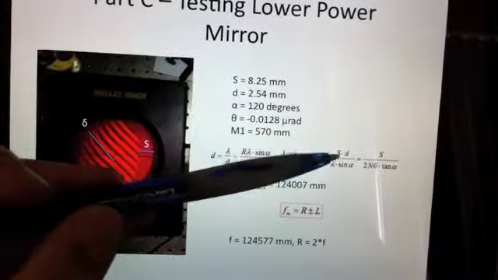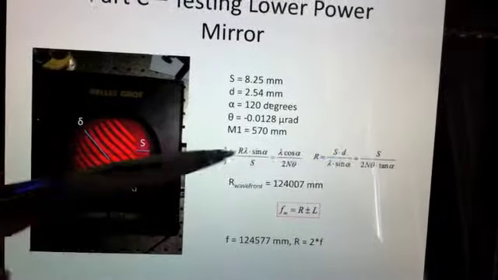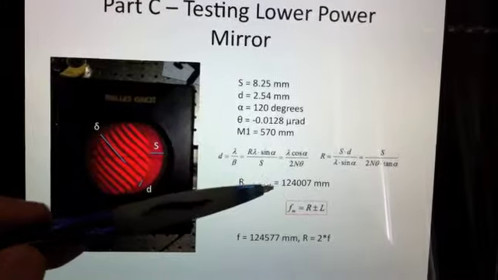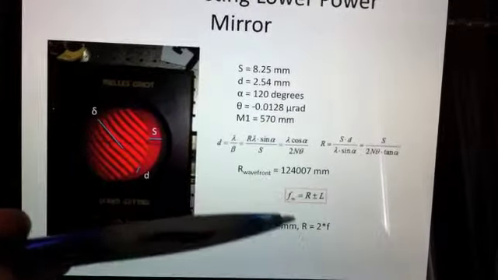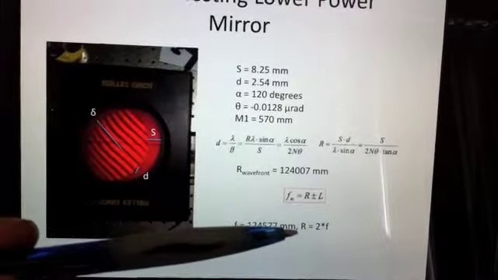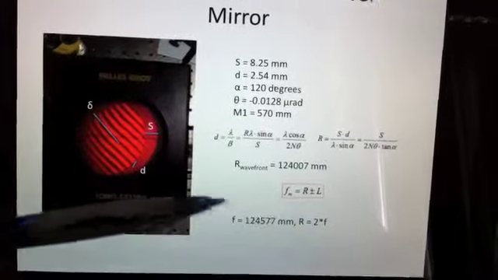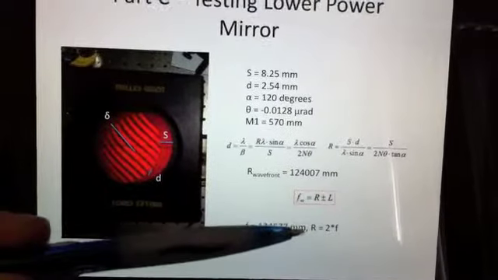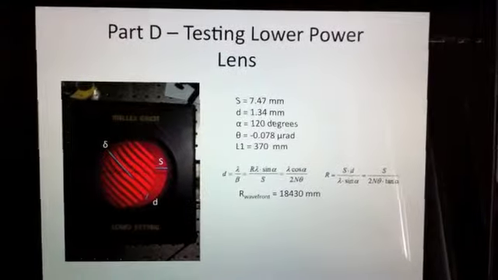Finally, using this equation, which all of our variables are then known, we can calculate the radius of curvature of our wavefront. This turned out to be 124,000 millimeters. In this equation, multiplying it by 2, we can calculate the radius of curvature. But as we can see, our focal length is very large, and therefore our radius of curvature is also very large.